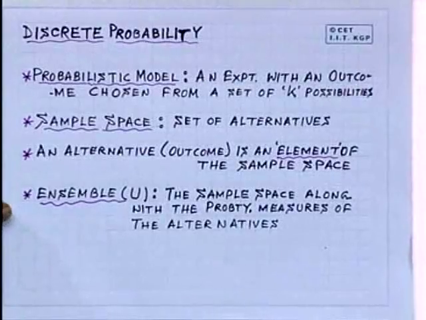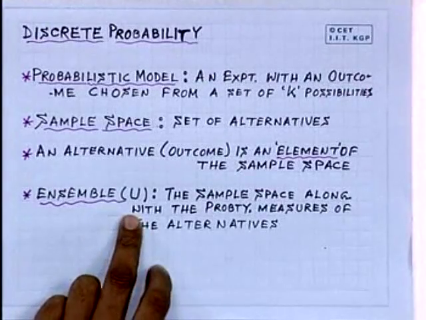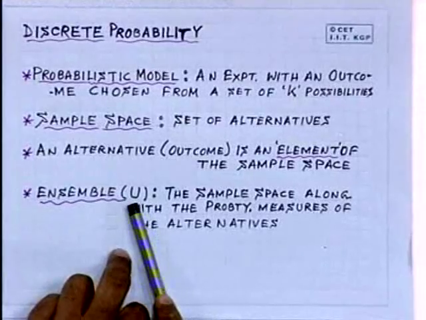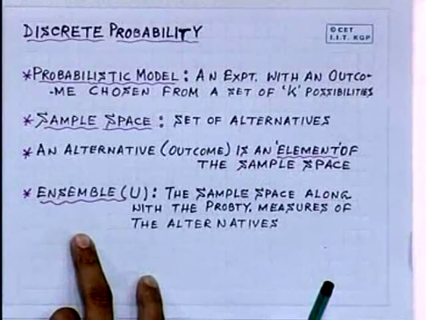Then comes the notion of ensemble. In our discussion, we will indicate an ensemble by a capital letter like U, X, Y, A, B, like that. Ensemble is nothing but the sample space and the associated probability measures of all the possible alternatives, okay. So, if I try to describe an ensemble related to a statistical experiment, what I should specify are the possible alternatives as outcomes of that experiment along with the probability of occurrence of each outcome, okay. So, when I complete this, I describe an ensemble, okay.